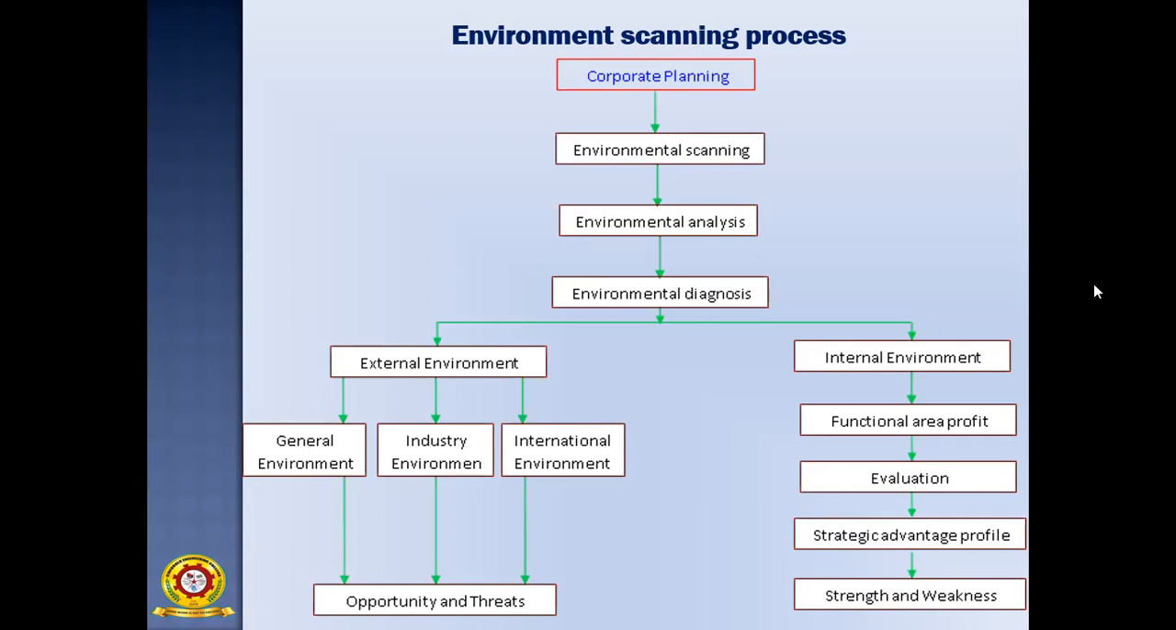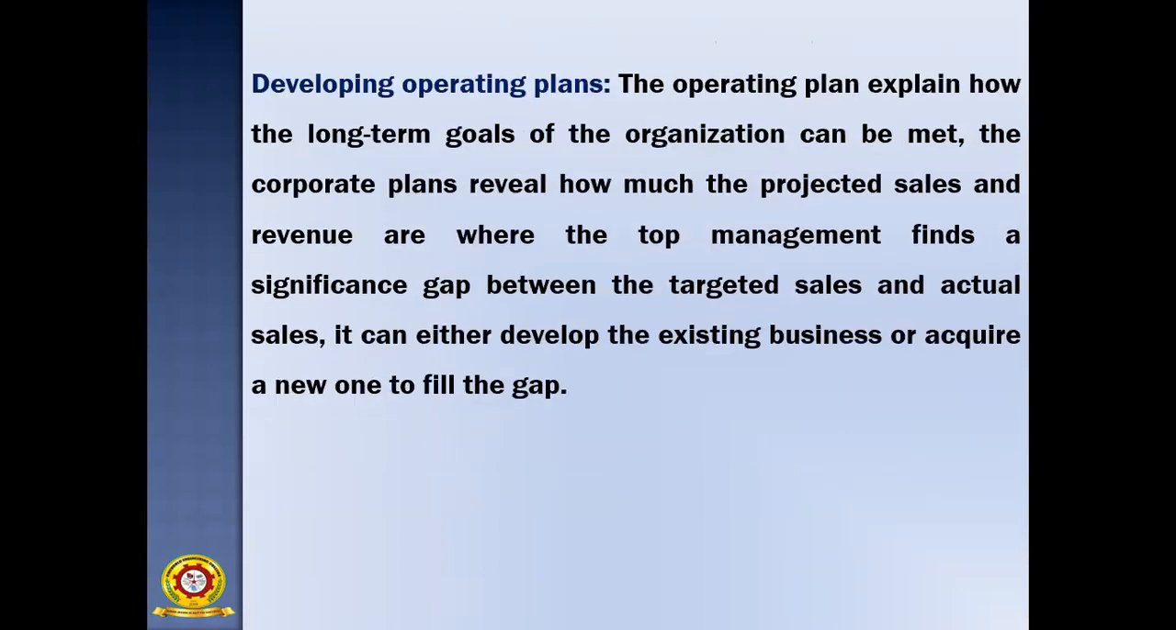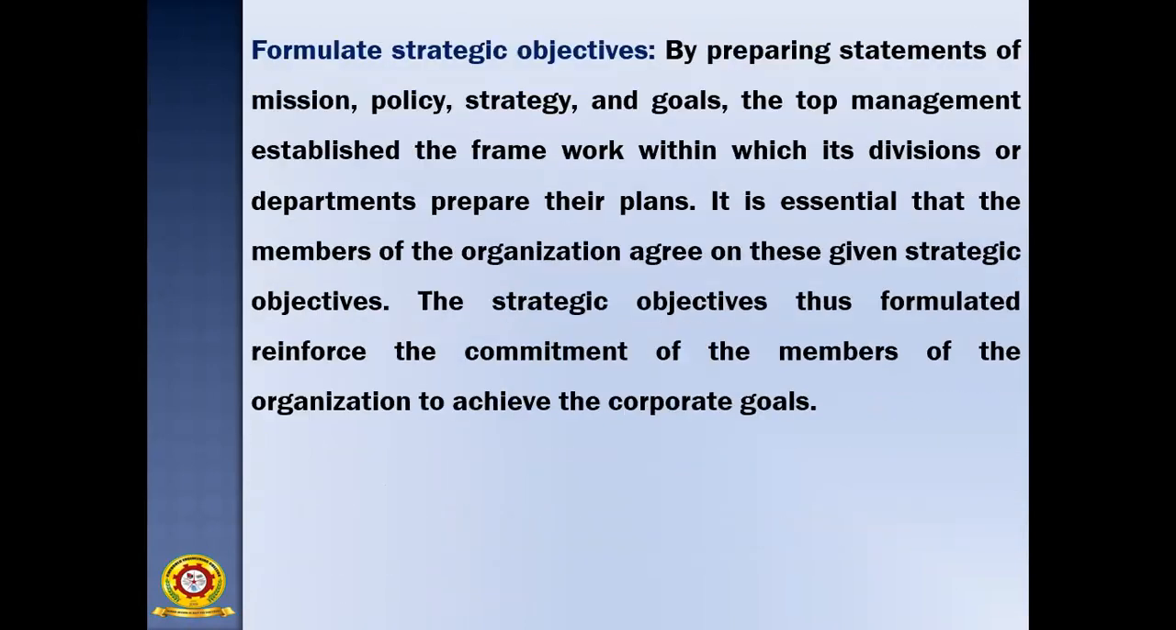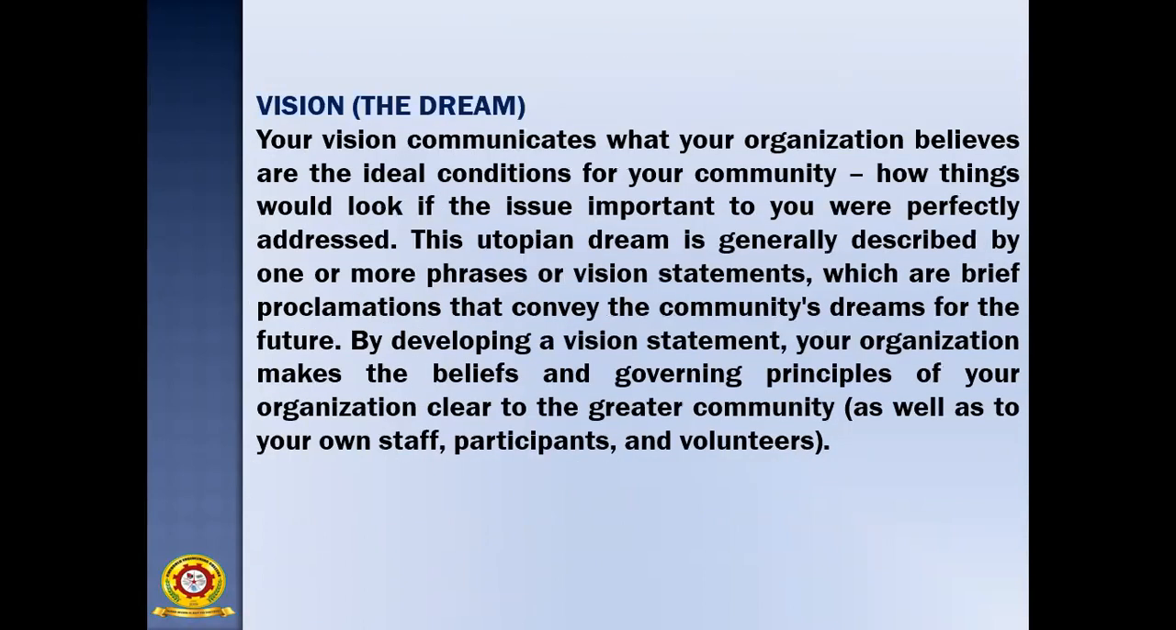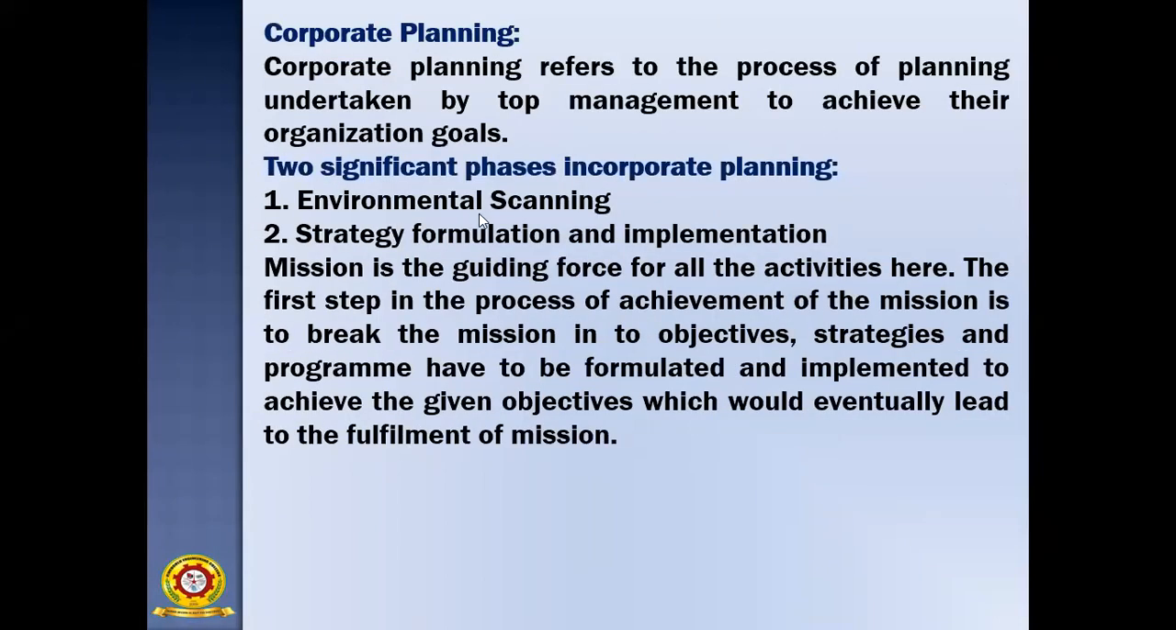corporate planning. So already we discussed the corporate planning process, and the very beginning topic is corporate planning. I show you the order, that's why I'm going back. So this is corporate planning. Under corporate planning, there are two phases. So the first phase is environmental scanning, and the second one is strategy formulation and implementation. Just remember that.